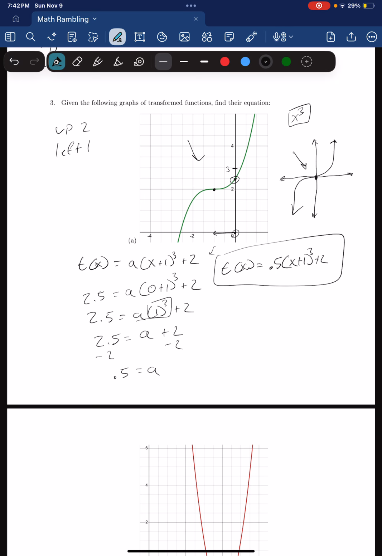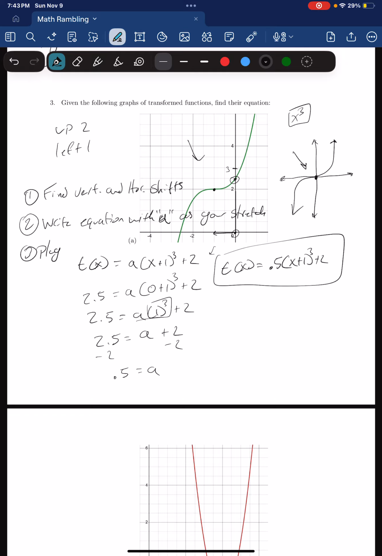That's our final function. Now, what were the steps for that? My steps are: find vertical and horizontal shifts, write equation with a as your stretch value, and then plug in a point. Done.